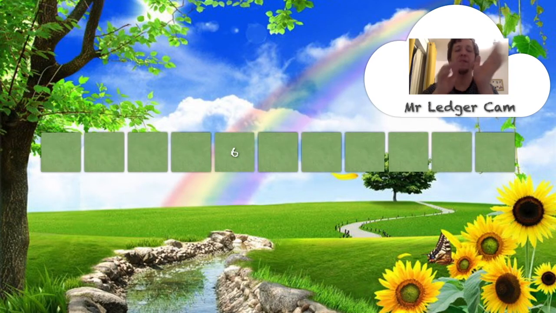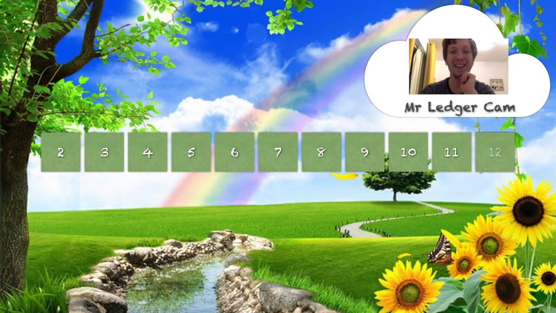Okay. If the number 6 was here on the number line, what was 1 less than 6 again? 5. And then what's 1 less than 5? 4. 3. 2. Now we're back to the end of that number line. So then we have 2, 3, 4, 5, 6. Count with me. 2, 3, 4, 5, 6, 7, 8, 9, 10, 11, 12.